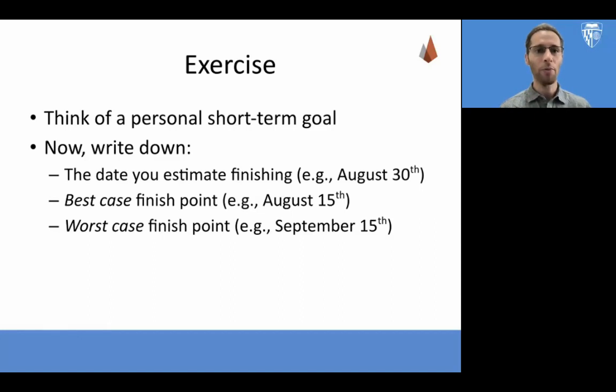So this is what would happen if everything goes wrong. You hit every possible obstacle you can imagine, and the worst case finish point in this case may be a couple of weeks after the original estimate, and it would be September 15th. Okay, so take a second, pause the video, write down your goal and those 3 dates.